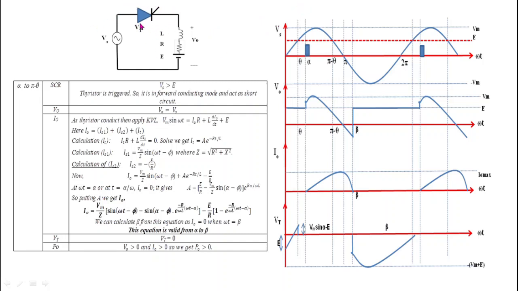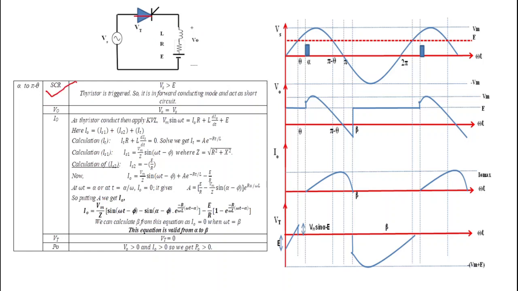So both the conditions required to turn on the thyristor are satisfied, that is VAK is greater than 0 and Ig is also greater than 0. That's why the thyristor gets turned on and goes into forward conducting mode, and the thyristor acts as a short circuit during this period.